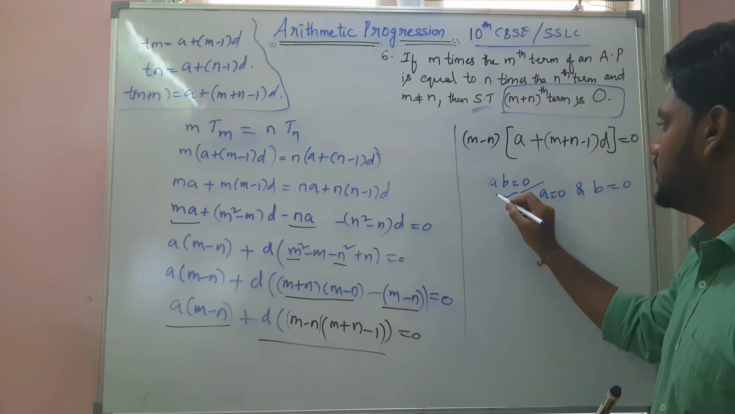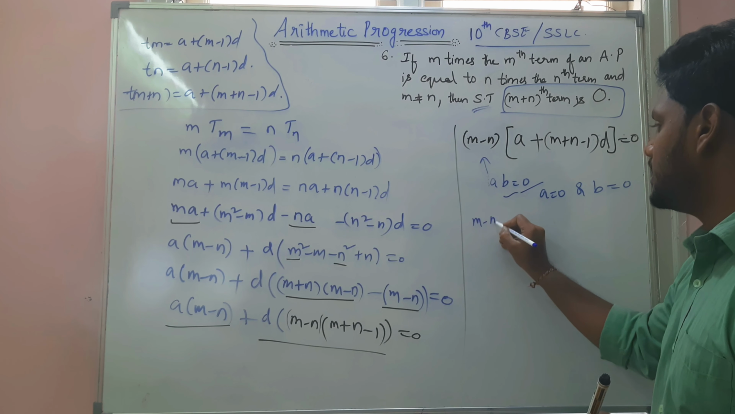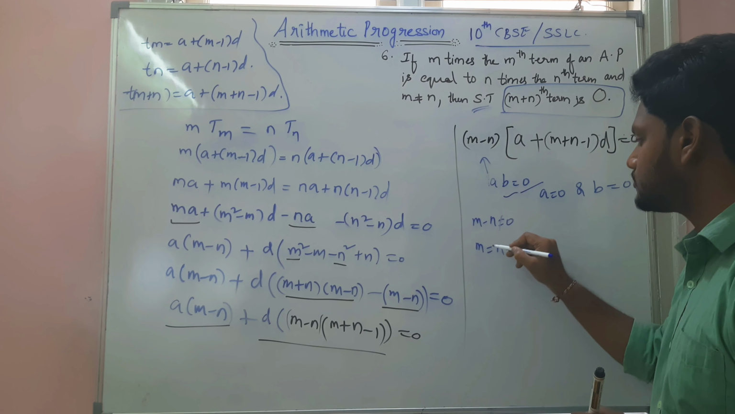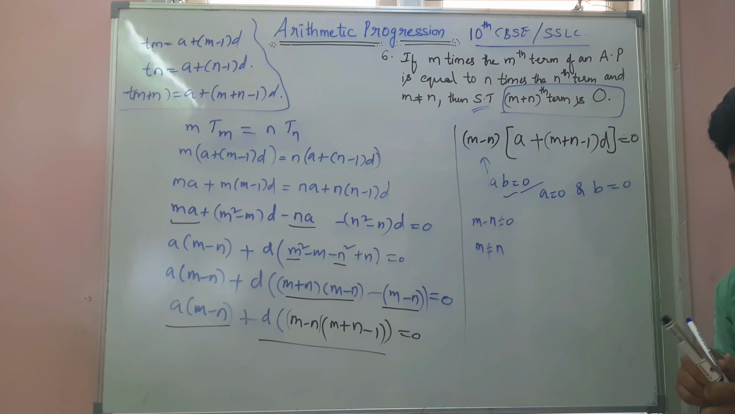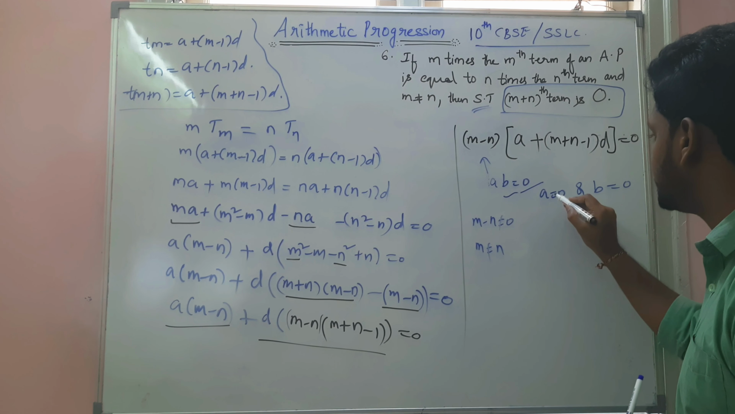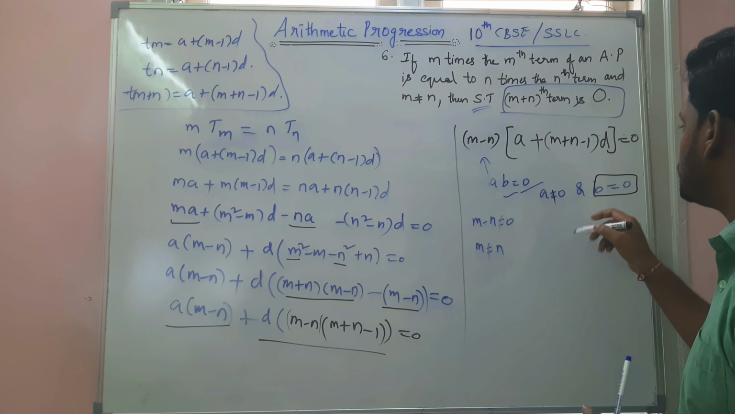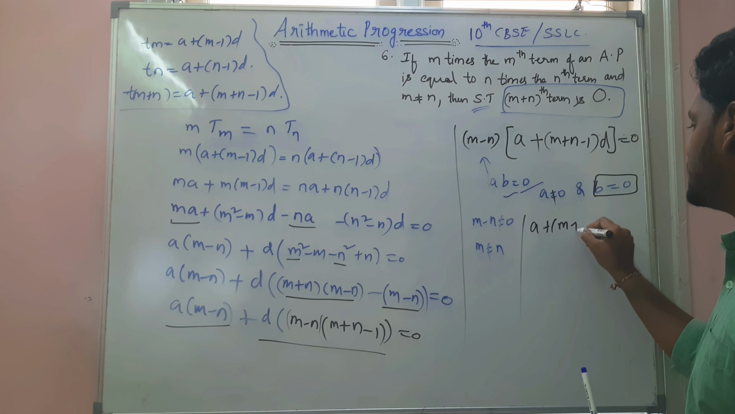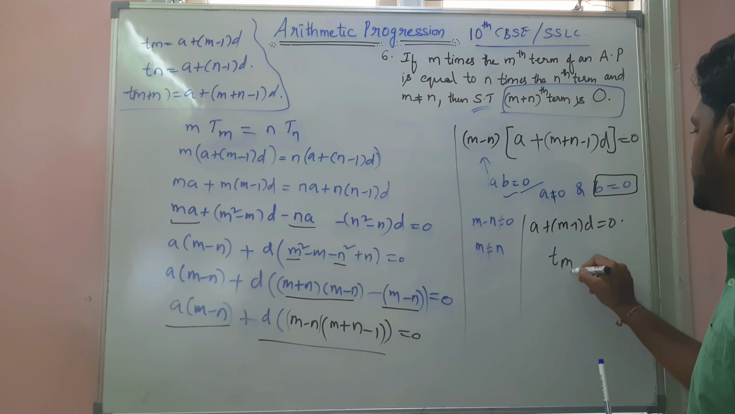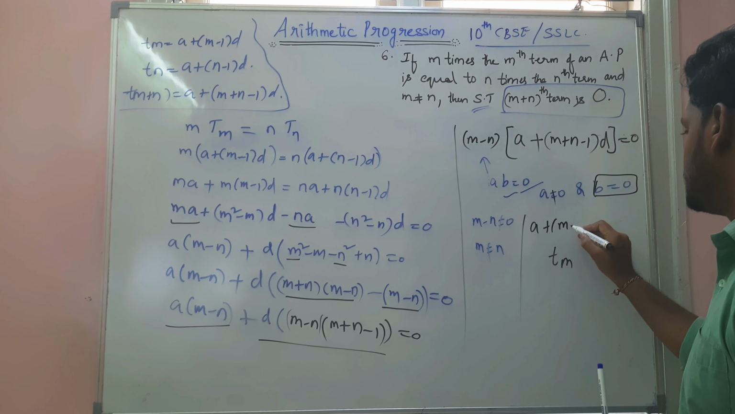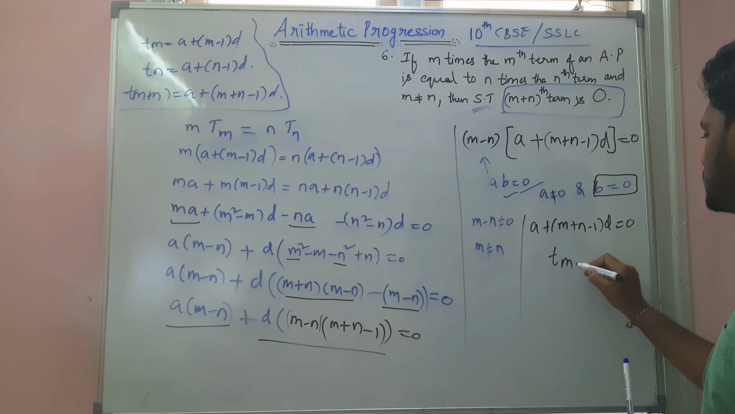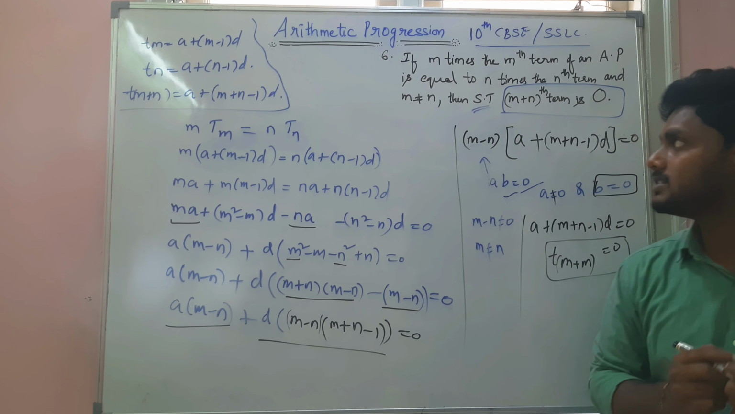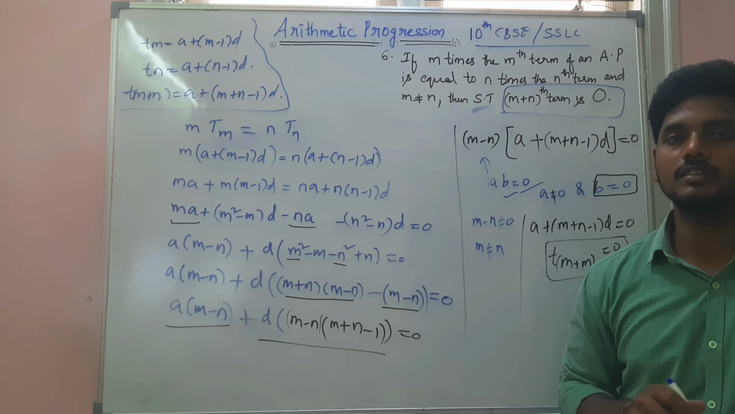Here a is nothing but m minus n, so m minus n equal to 0 would mean m equals n, but m is not equal to n, right? That means there is no chance of m minus n being 0. That means automatically b should be equal to 0, then only the product of two will become 0. So finally a plus m plus n minus 1 into d equal to 0, which is nothing but the (m+n)th term is equal to 0. Hope you understand. These types of problems you will get in CBSE or in a state examination.